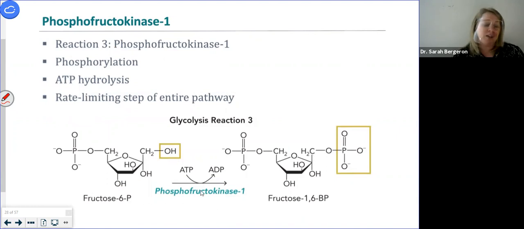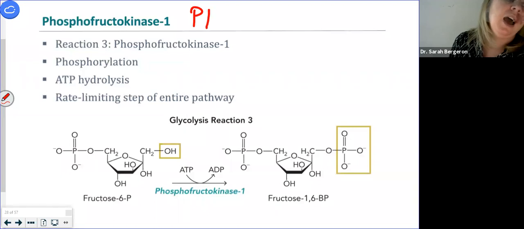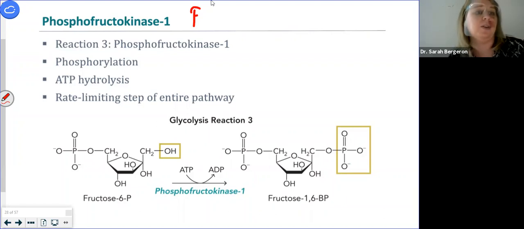So that happens with phosphofructokinase 1. You'll see it as PFK1. If I could speak and write the same things, that would be wonderful.